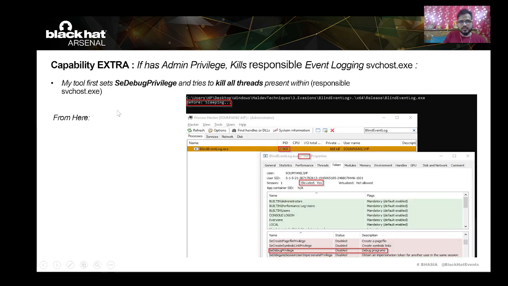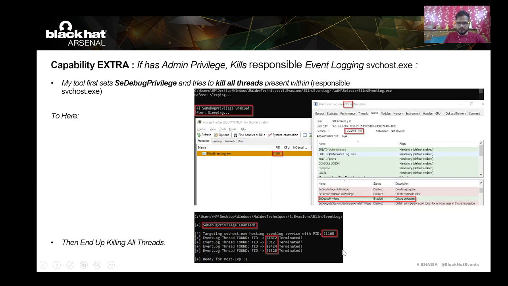So now extra capability. If we get an admin privilege, it kills the Event Logging svchost. You can see elevated SeDebugPrivilege is disabled, and what it does is it actually uses SeDebugPrivilege, enables it, and kills all the threads.